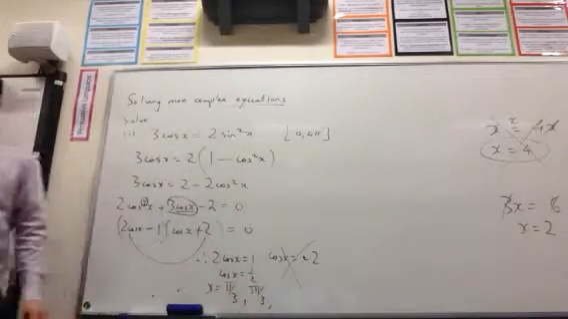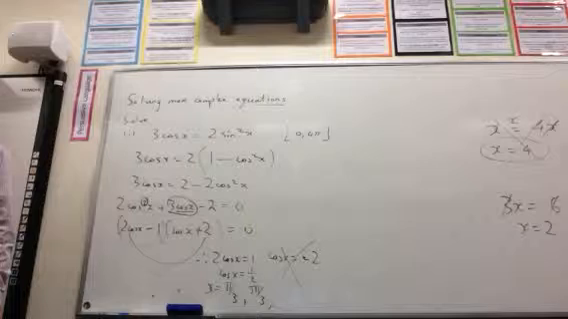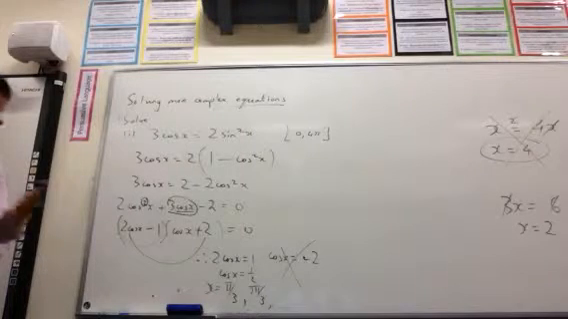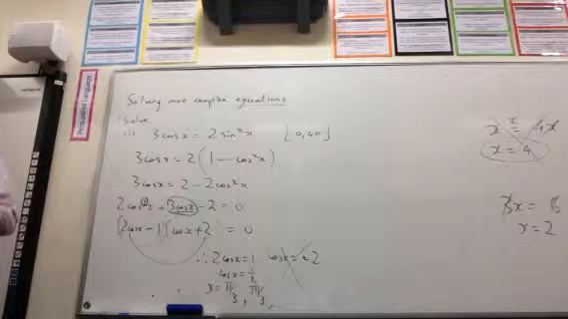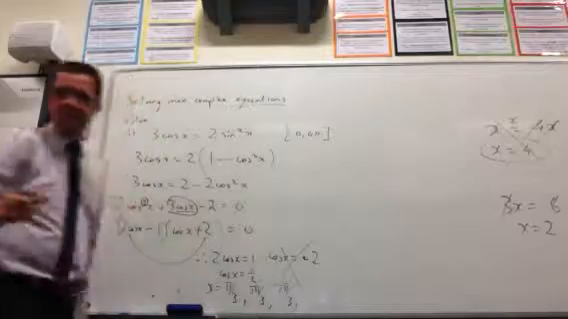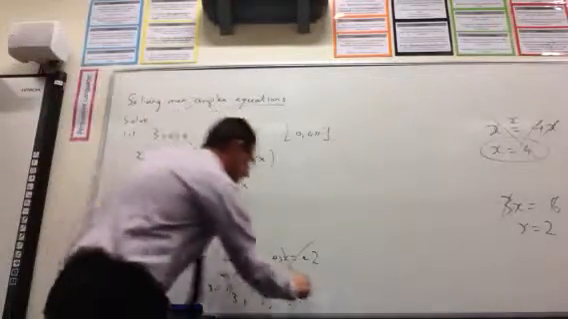Have we finished? No. Why? The domain. We're going to go all the way to 4 pi, so give me the answers. Pi on 3, 5 pi on 3, 7 pi on 3. And 11 pi on 3.